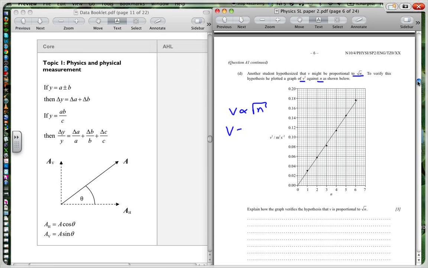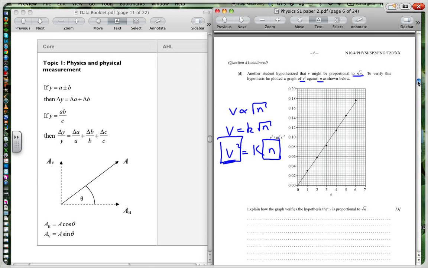Therefore, V is equal to some constant times the square root of N, and squaring both sides, we're going to get V squared is equal to a new constant, I'll call it capital K, times N. And so plotted now is V squared against N.